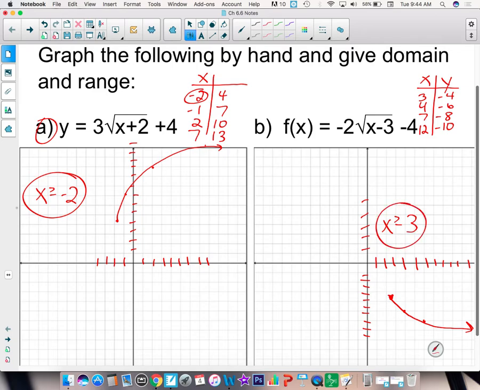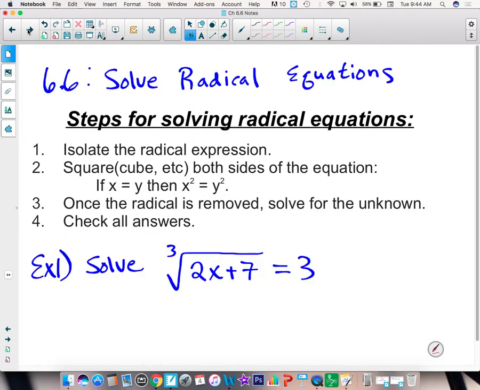Okay, so that's our graphs. You guys are going to need to know how to do that on the test. Okay, on the next one. Okay, go ahead and take a few minutes to write these down. So please pause the video, and we'll keep going from there.